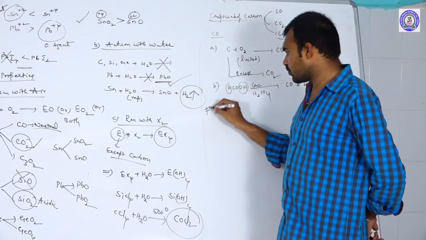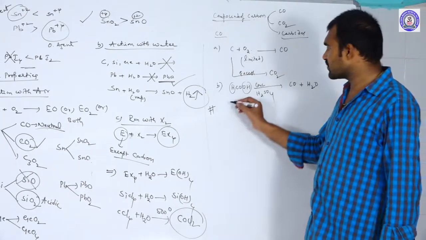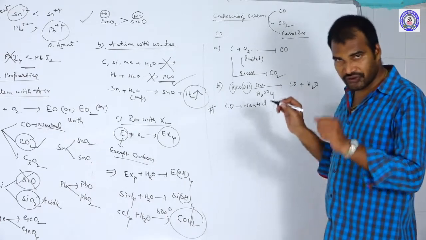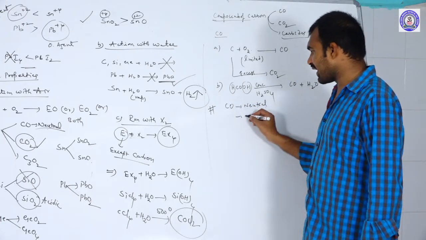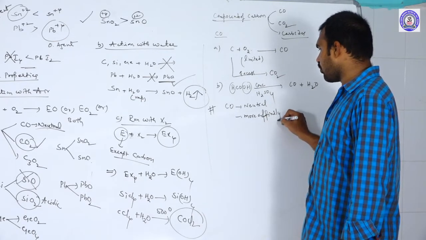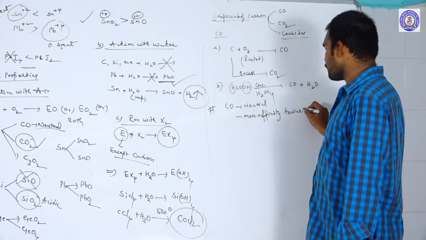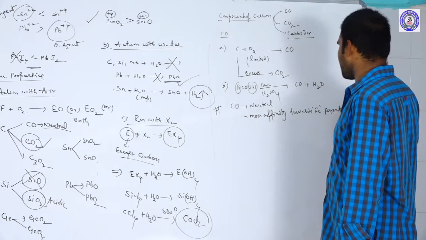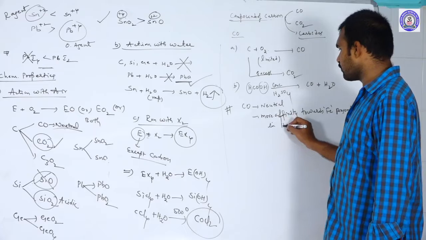And here you should remember a point that CO is what? Neutral gas. It is a neutral gas. And one more thing, it has more affinity towards iron present in hemoglobin.